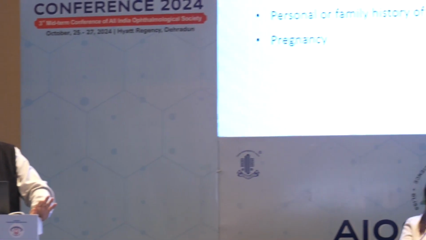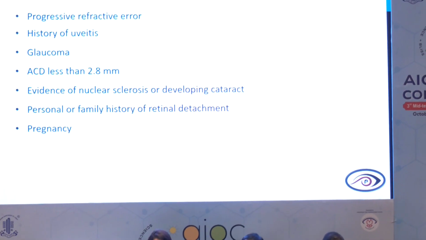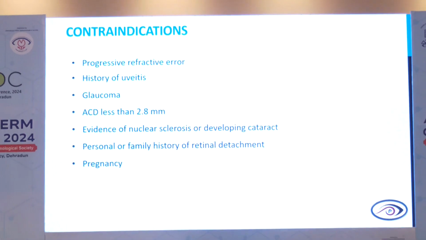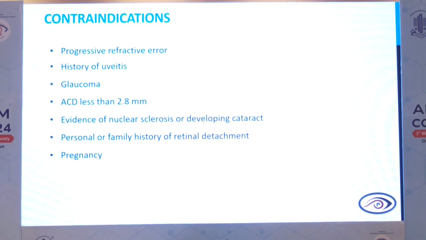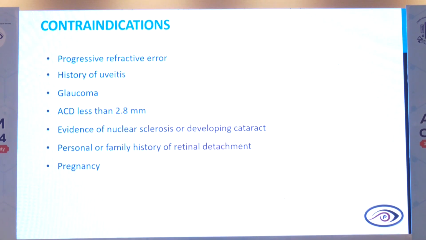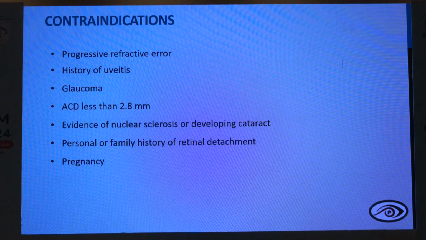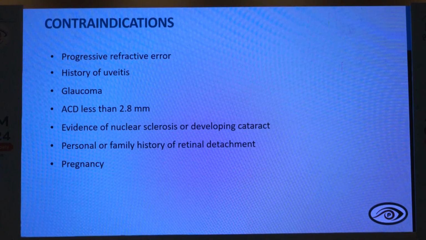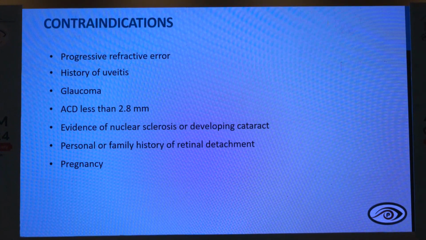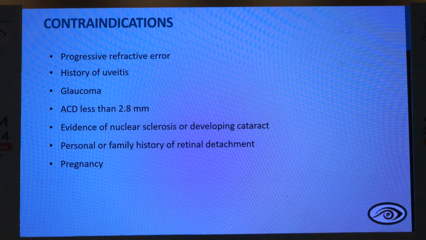But what are the contraindications? Always you should know when you are thinking about a phakic lens. The history of uveitis, history of glaucoma, very important, anterior chamber depth less than 2.8. Even if the patient has already started developing cataract, don't think about putting phakic lenses. And very important, especially when you are thinking of putting these lenses, pregnancy is a contraindication.